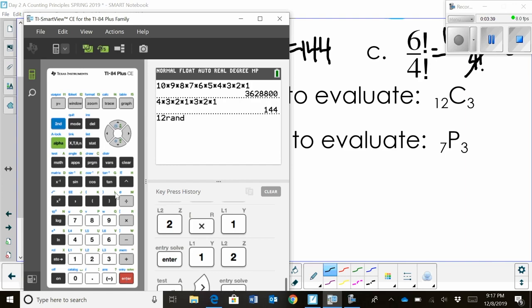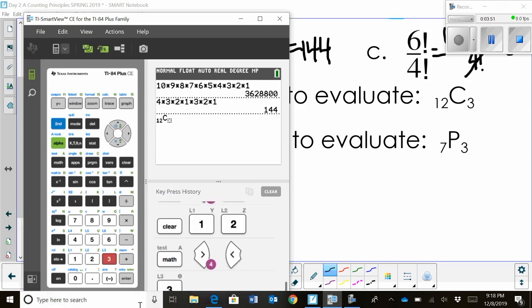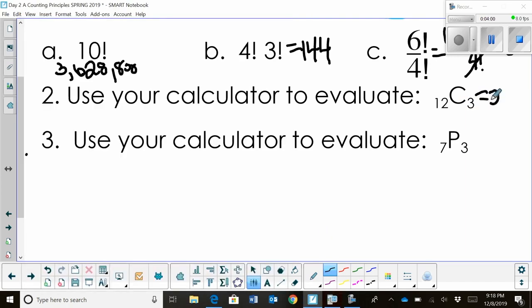Something happened there. Let me clear that out and try it again. So 12, math, scroll over to probability, and I'm going to choose 3. I think I went too far on that. And then choose 3. Okay, so that is going to be 220. Now that involves combinations and permutations, and I'll show you the equation for that when we get to that.